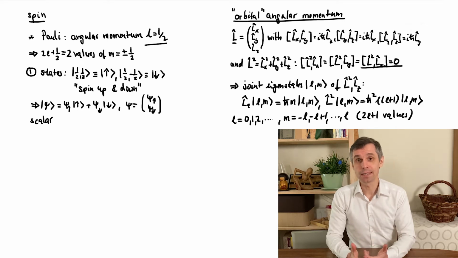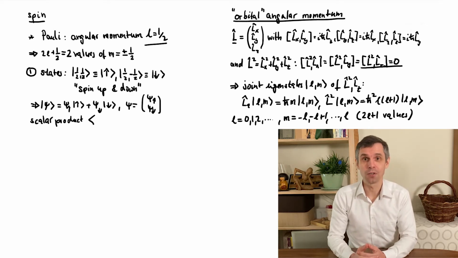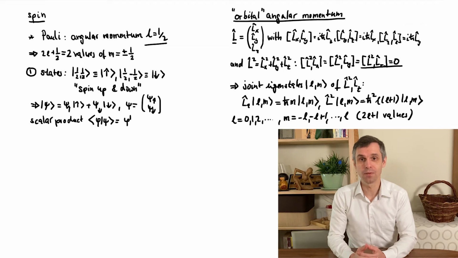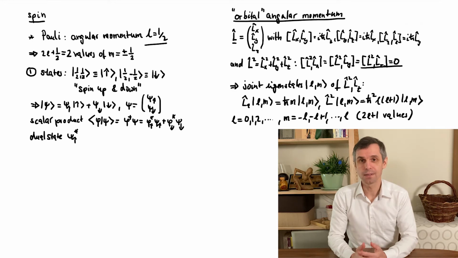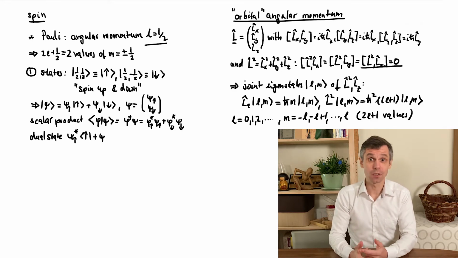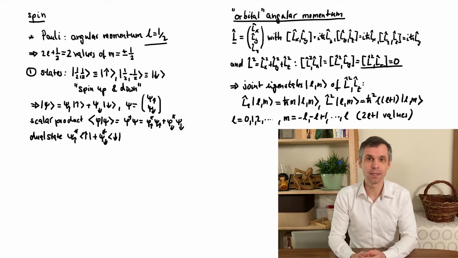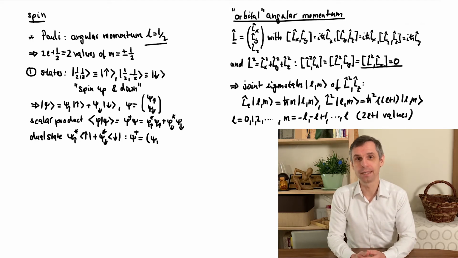The scalar product is then really defined as the complex version of the dot product that I mentioned when we developed the general mathematical language. And we can write the dual state either in Dirac notation or as a complex conjugated row vector, so really the Hermitian conjugate of the corresponding column vector.